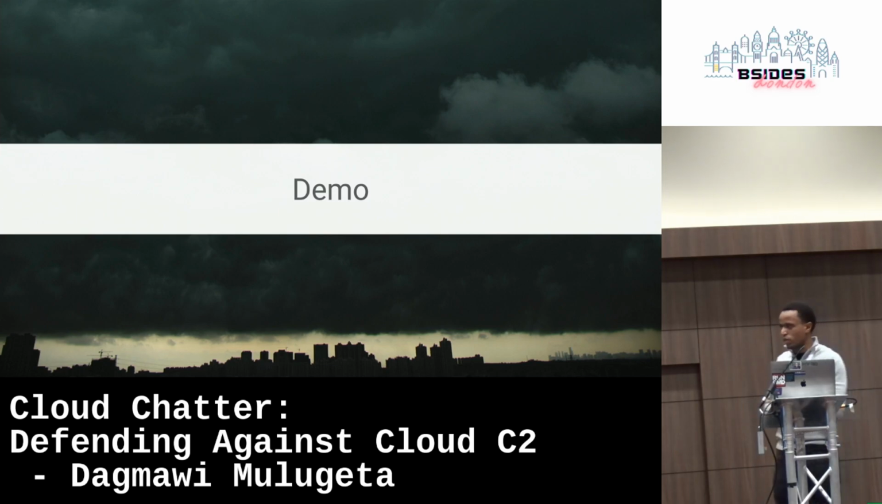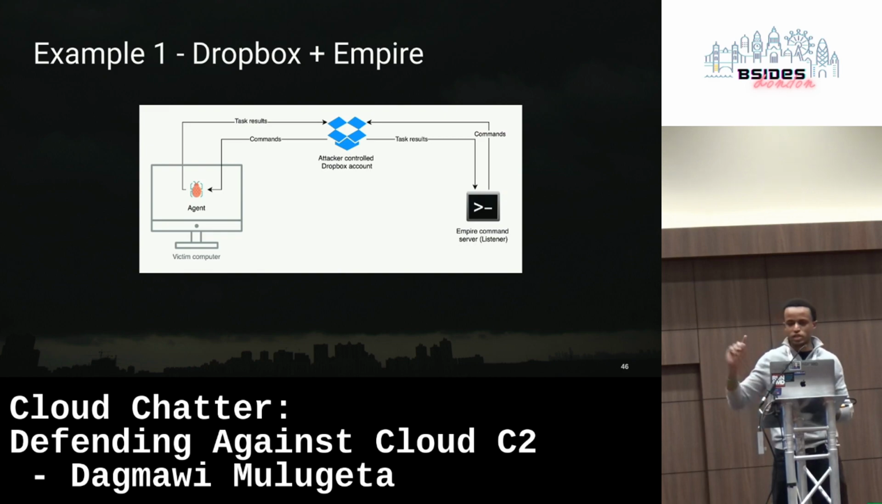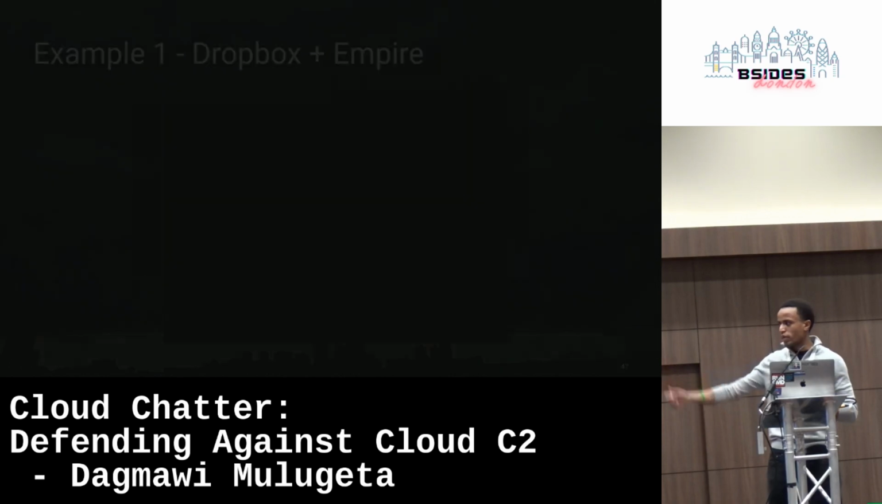Cool. So let's go over a quick demo of how these signals look. First is Empire using Dropbox like we saw. This is what the attack flow looks like. The Empire console is going to upload commands to the attacker-controlled Dropbox account. The agent running on the victim is going to pull those commands down, execute them, and upload the results to Dropbox, and then the Empire server is going to pull those results down and show them.